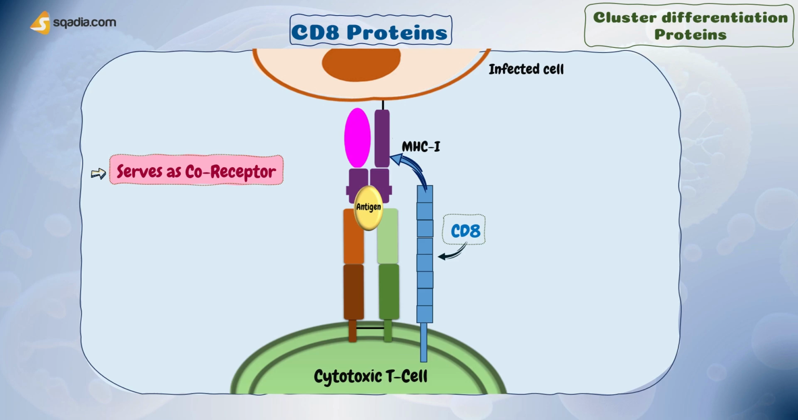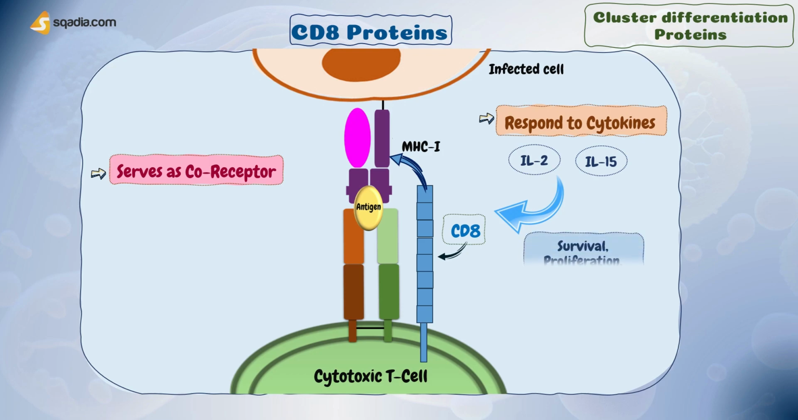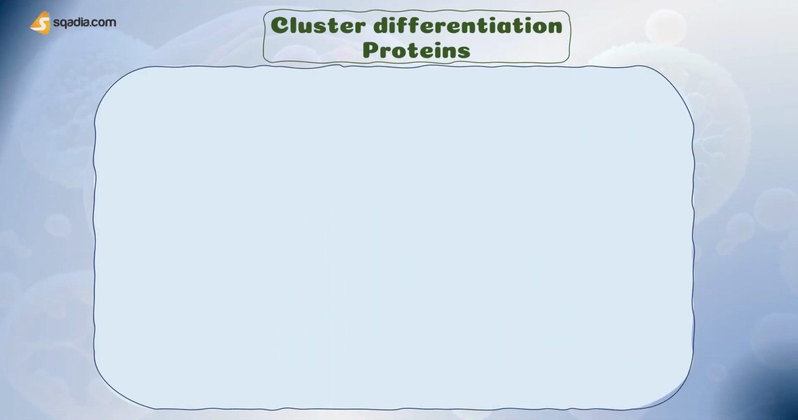activation upon antigen recognition. Also, CD8 expressing T cells can respond to cytokines, such as interleukin-2 and interleukin-15. These cytokines promote the survival, proliferation, and effector functions of CD8 plus T cells, enhancing their cytotoxic capabilities. So, we can say that CD8's involvement in immune cell interactions is crucial for immune surveillance, defense against infections, and immune regulation. So, these were some famous and more authoritative CD proteins associated with T cells.